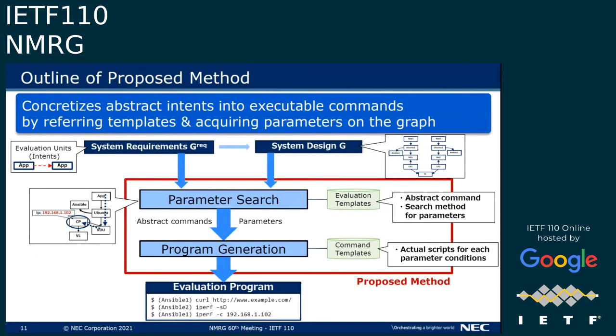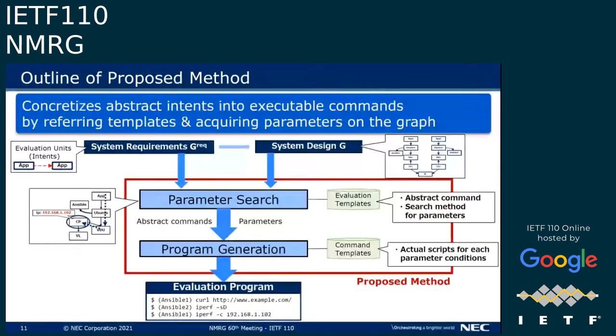This is the outline of the proposed method. Our method accepts a set of system requirements and the system design. To generate a correct evaluation program, parameter search on the system design graph runs for each evaluation unit by referring to evaluation templates. Evaluation templates define abstract commands and search methods for parameters of these commands.